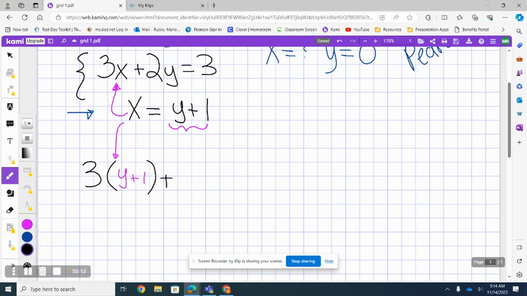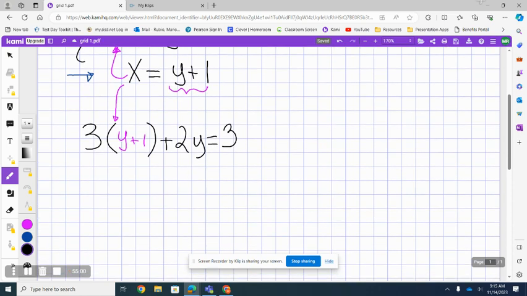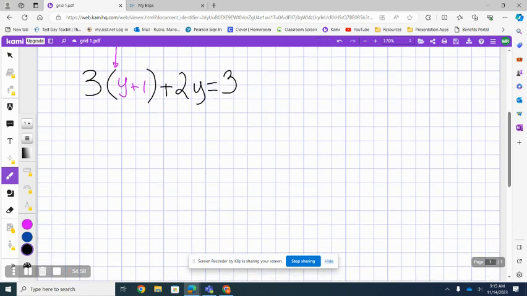The rest stays the same. 2y equals 3. I don't change any of that. The reason I do that is because now I have only y and I can solve for that. I can solve that pretty straightforward with algebra. I am going to distribute the 3, which means I multiply everything inside the parentheses by this 3.